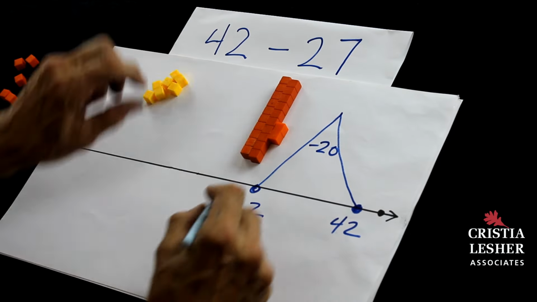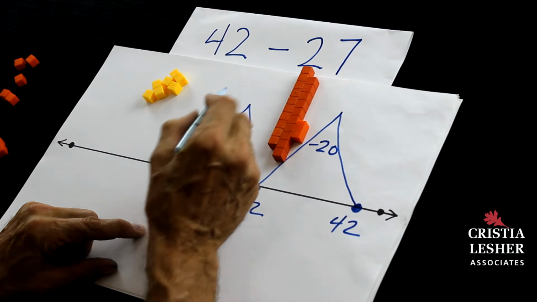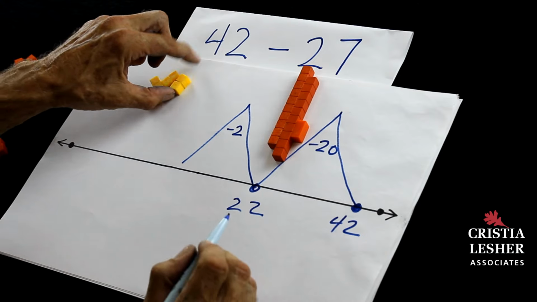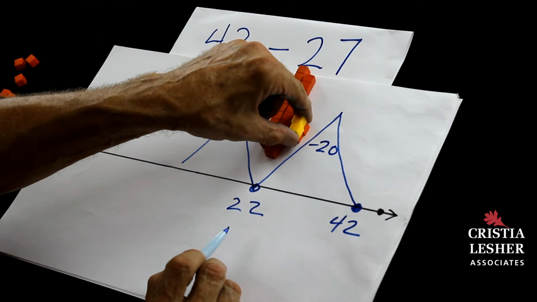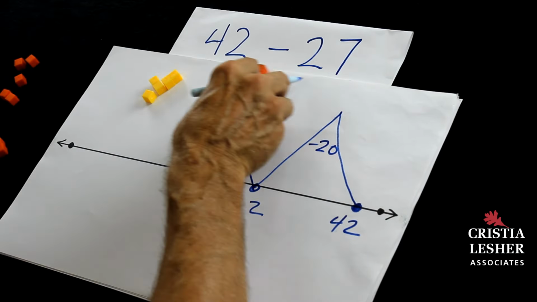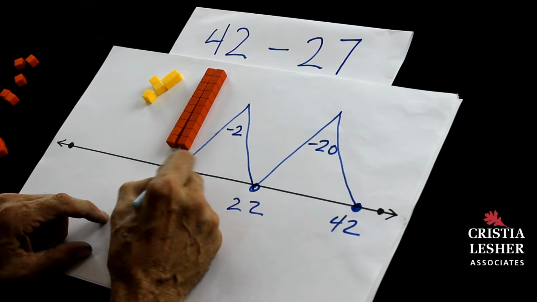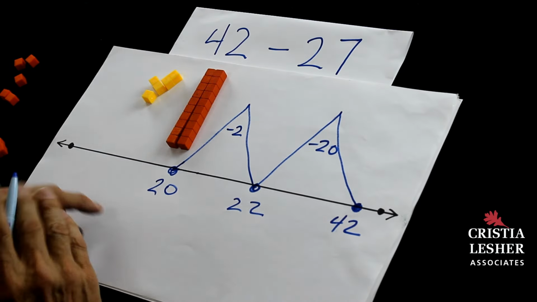What I would like to subtract next is 2. I'm picking 2 of my yellows up to mark the 2 orange that we're subtracting. And after I subtract those 2, I have a total of 20.